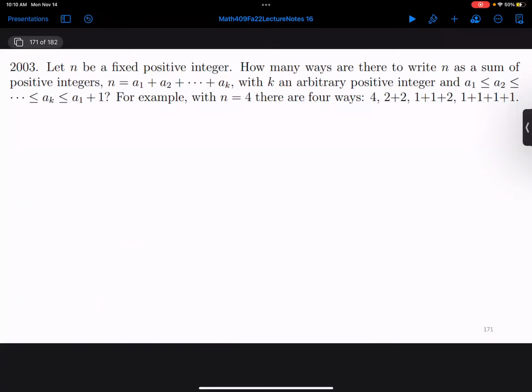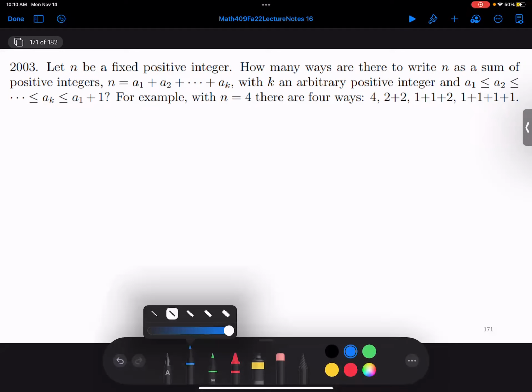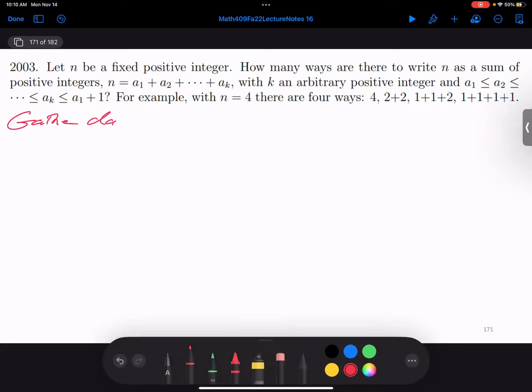So what that means is we can only use two different types of numbers. We can use just ones, or ones and twos, or just twos, or twos and threes, or just threes, and so on and so on. The first thing to do is to gather data. And we did this before.